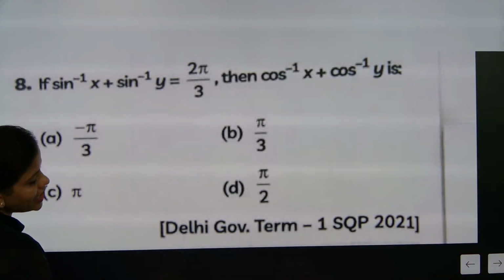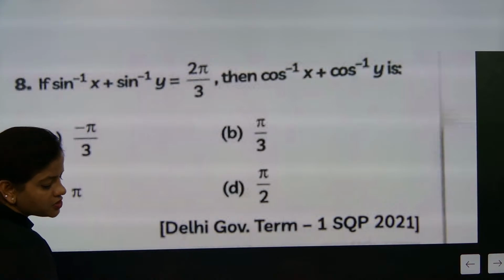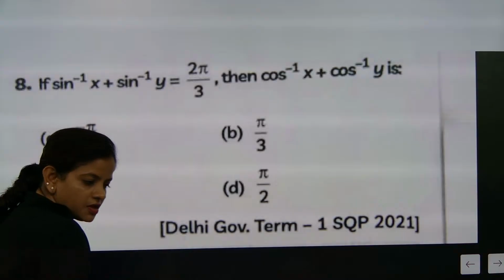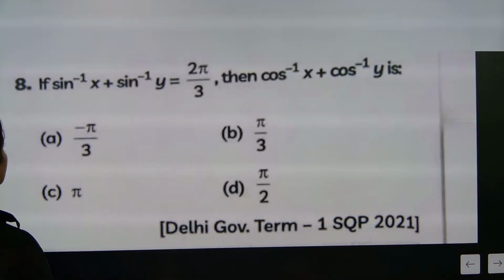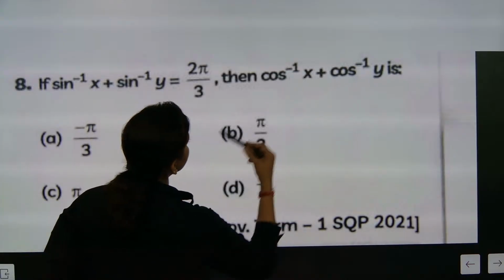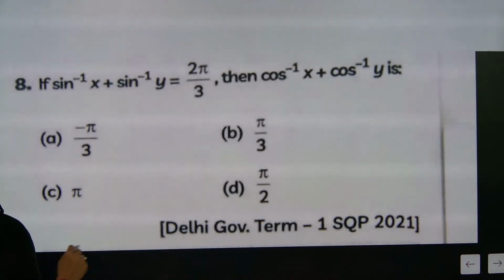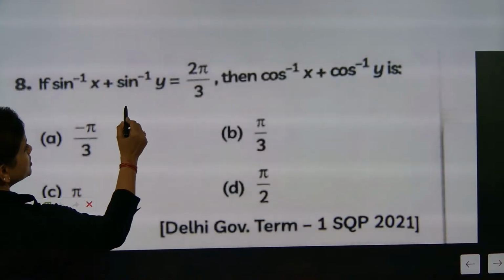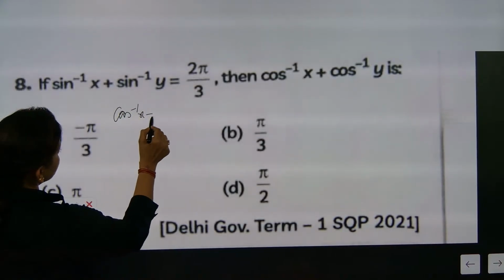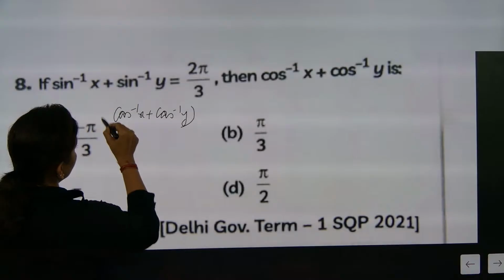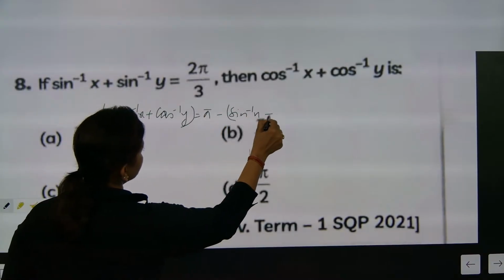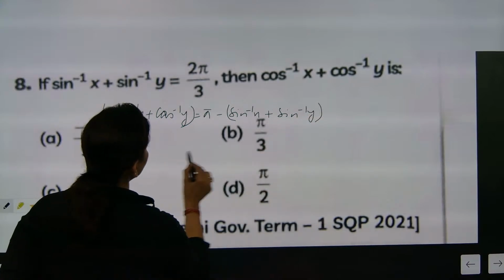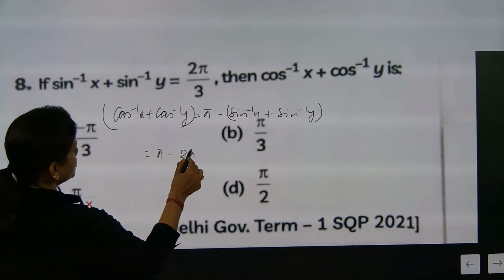Sin inverse x plus sin inverse y is equal to 2 pi by 3, already given. So cos inverse x plus cos inverse y will become pi minus that, correct. These are complementary. Just remember this part: if somebody asks you cos inverse x plus cos inverse y, it will be equal to pi minus (sin inverse x plus sin inverse y). Okay, so here it will become pi minus 2 pi by 3.